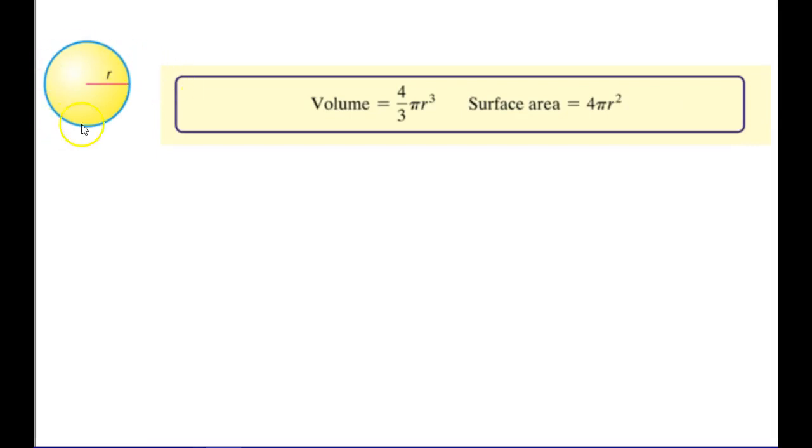So now this is actually a sphere, not just a circle, but an actual sphere. So to find the volume, I'm going to use this formula, 4/3 pi r cubed, and the surface area is 4 pi r squared. One thing to note is area always deals with an exponent of 2, and volume always deals with an exponent of 3.